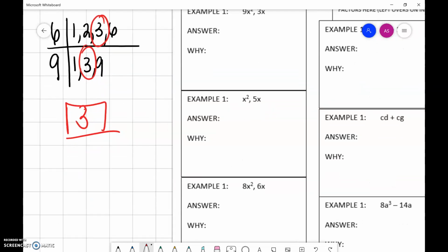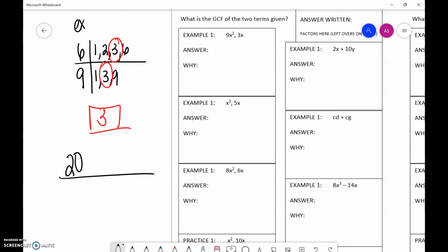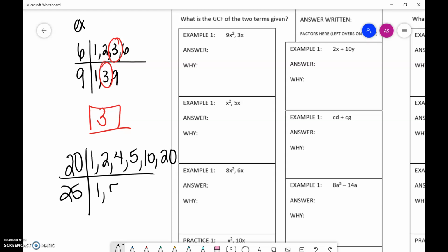Let's just do one more so I can make sure that you guys remember this. So let's say I asked you for 20 and 25. My factors of 20 will be 1, 2, 4, 5, 10, and 20. So all of those numbers can divide into 20 evenly. Okay, then for 25, I have 1, 5, and 25. Then I'm looking for my highest number. They have a 5 in common, so 5 would be our greatest common factor.